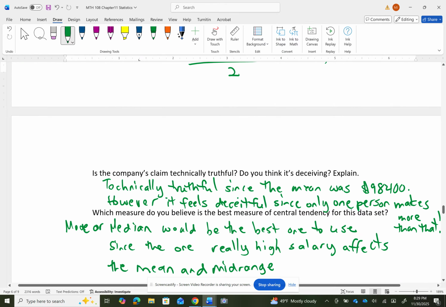The mode in this case might not be a bad idea, because you're really telling people what most people at the company make. So I think you could argue mode or median on that one. Okay. These are kind of opinions, but the big idea is to look for extreme values in a data set.